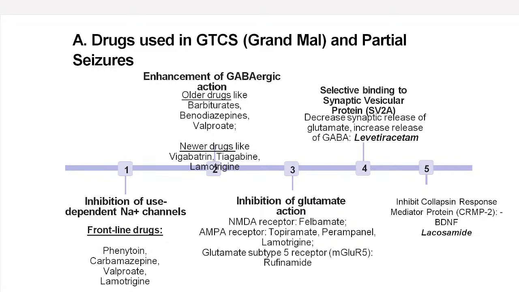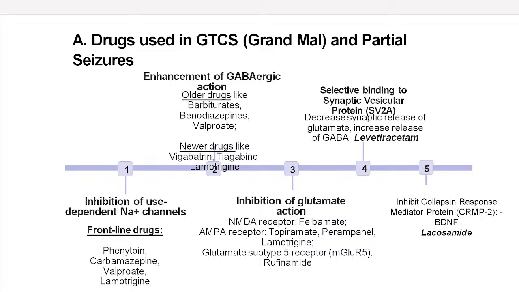Then you have specific subtypes of glutamate receptors which have also been targeted. So a drug like rufinamide acts on a receptor called mGluR5. Next, you have a new class of drugs which have a very specific action on a protein called the synaptic vesicular protein, SV2A.